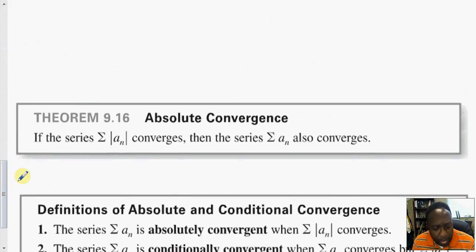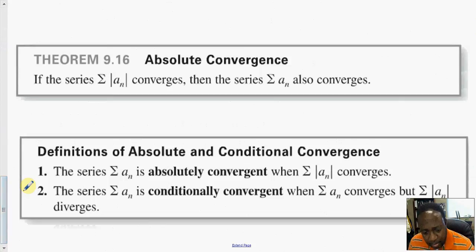There must be something with that negative 1 to the n. So if you remove that negative 1 to the n, that is, take the absolute value of the sequence of terms for the series, and if that result converges, then the series itself without the absolute value also converges. Now, there's a play with that, and I want you to see it here with this definition.